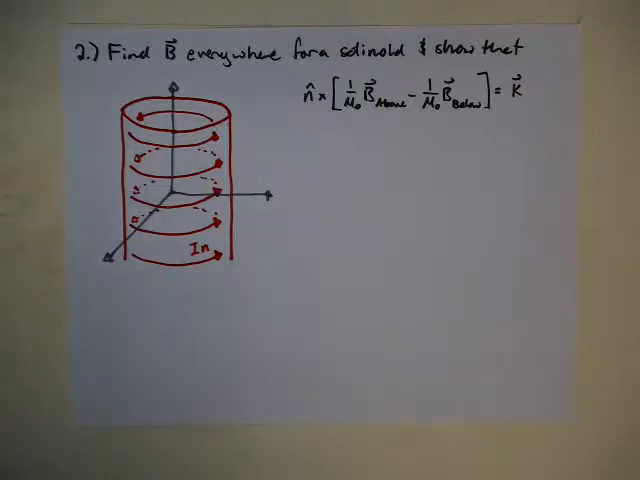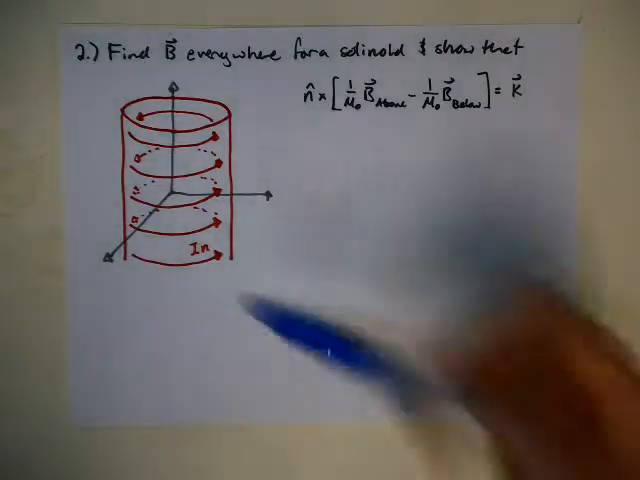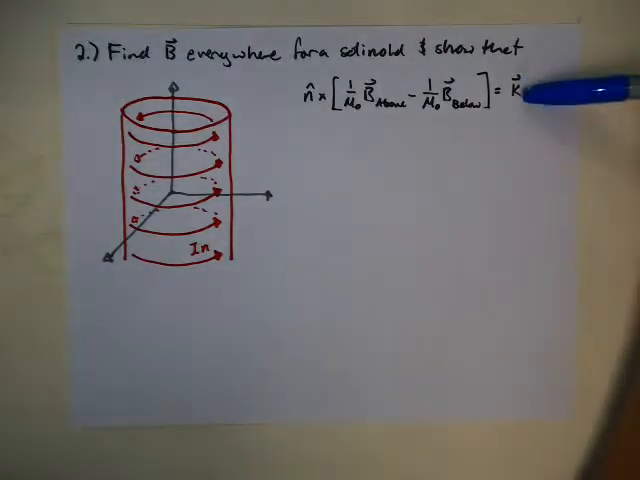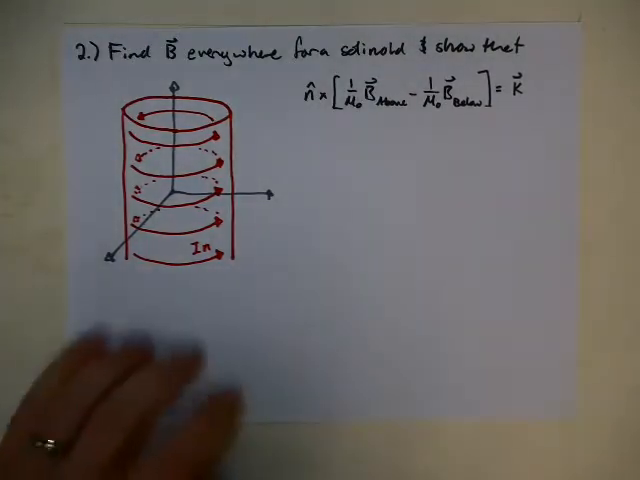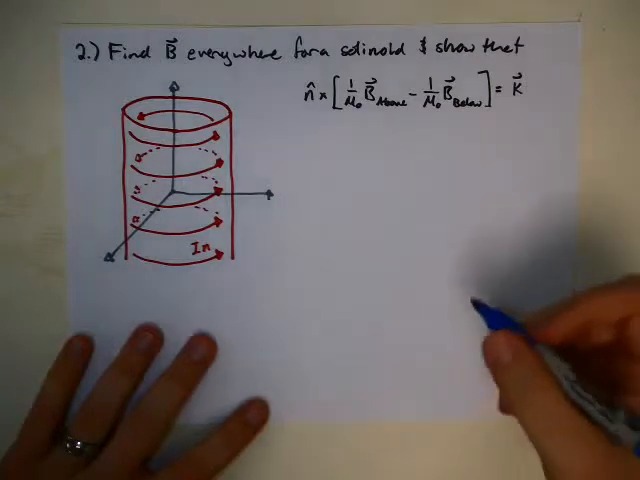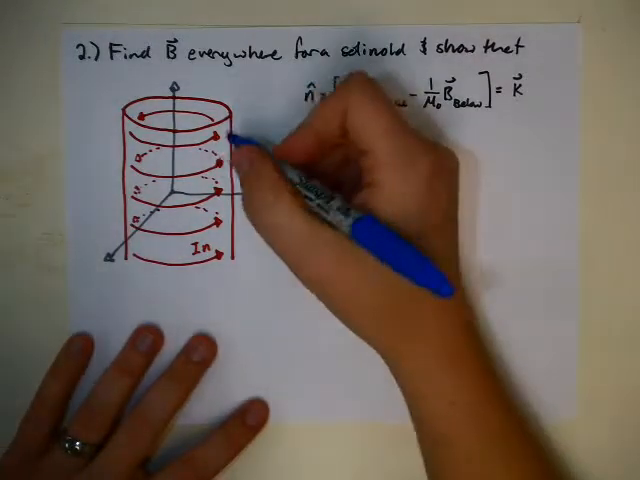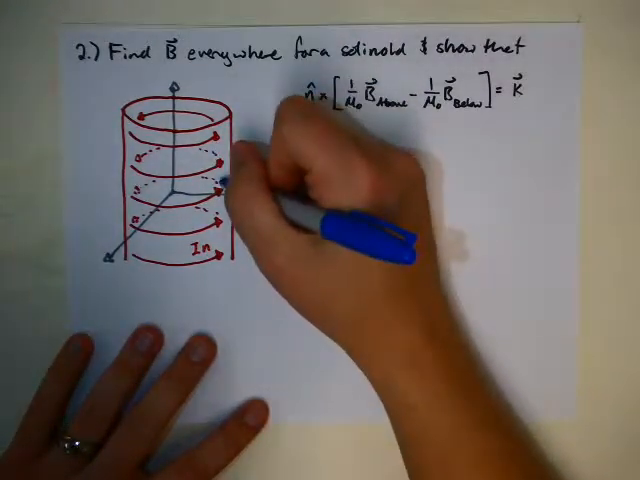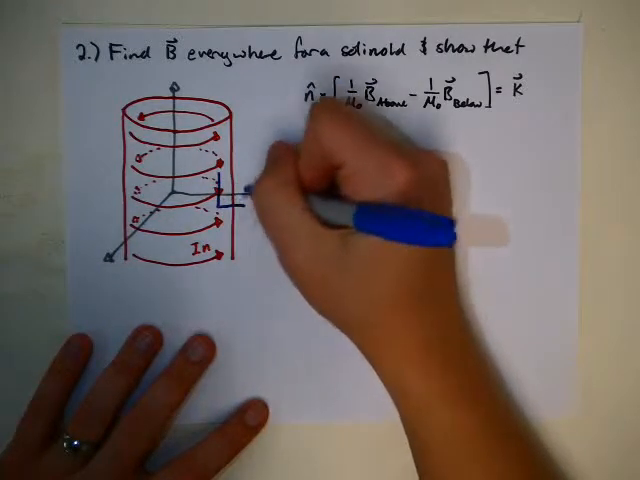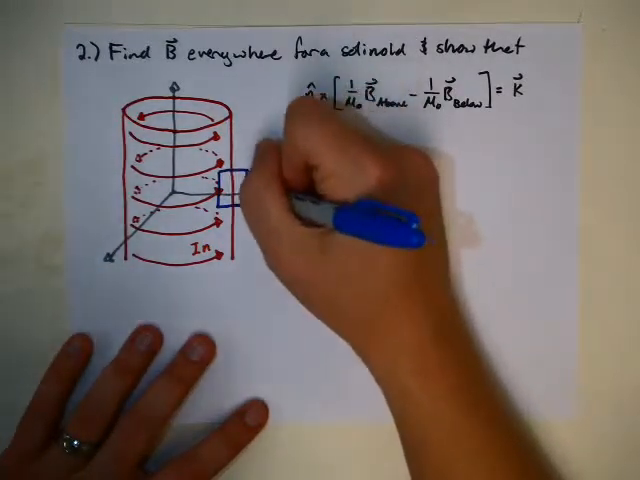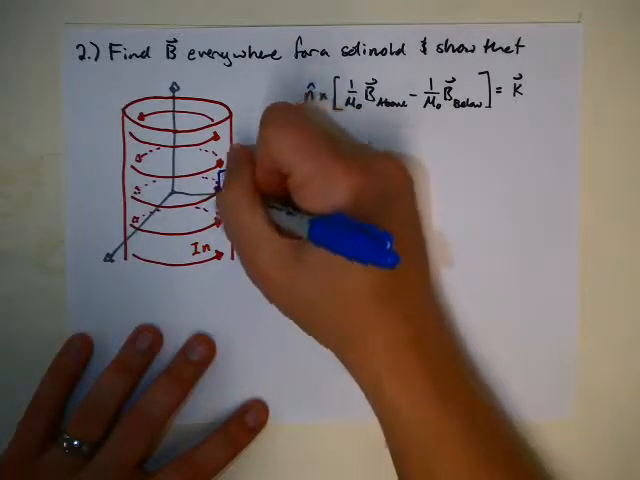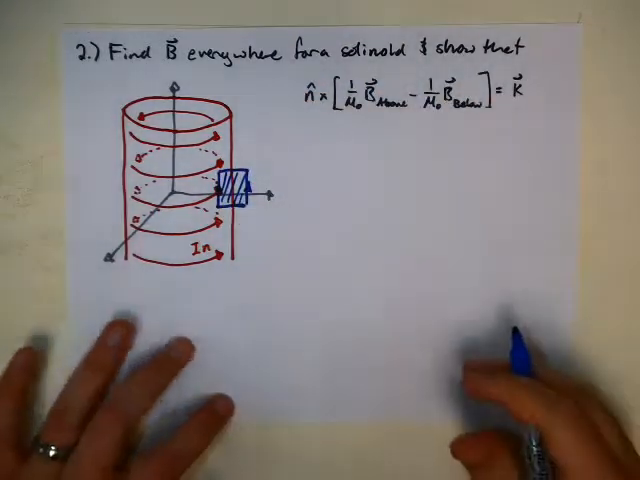Homework 3, problem 2: find the magnetic field everywhere for the solenoid shown here, and then confirm the electromagnetic boundary conditions at the boundary of the solenoid. To find the magnetic field everywhere for the solenoid, we're going to draw an Amperian loop. The Amperian loop is going to be a rectangle that pierces the loop. And so here's the surface we're looking at.